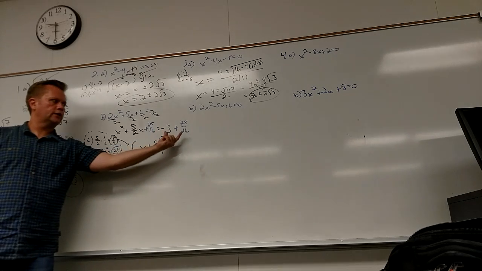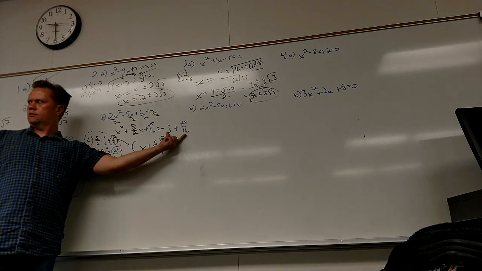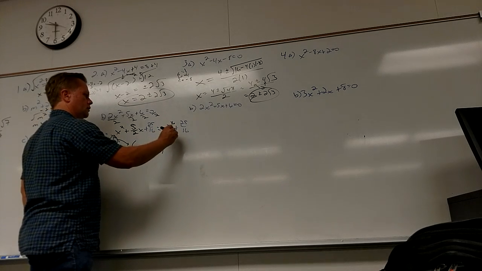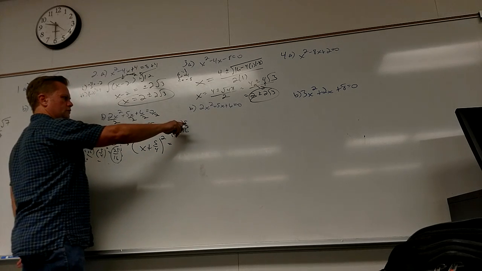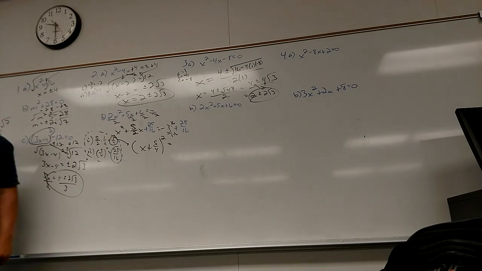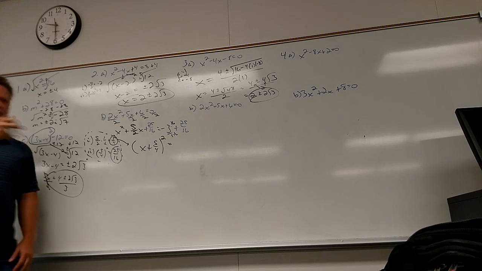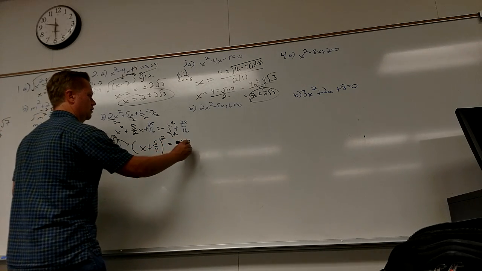And how do I do this side? This guy just needs the whole 16. Negative 48 plus 25 is negative 23. Negative 23.